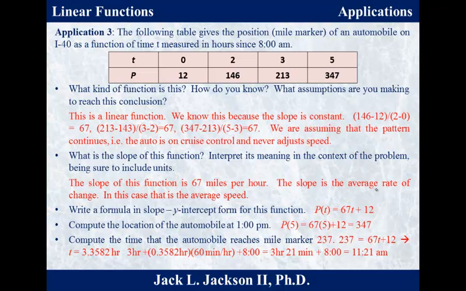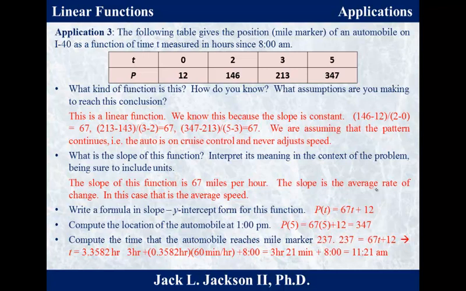And that slope is the rate of change, a change in position measured in miles, mile markers, divided by change in time measured in hours. So that's miles per hour, which is its speed. The slope is an average rate of change; in this case, the slope is the average speed.